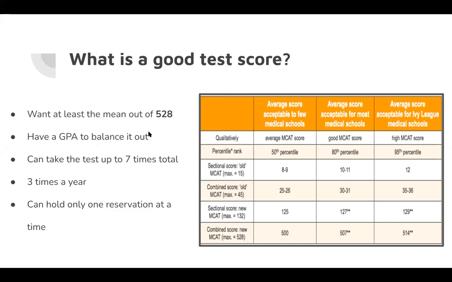Regarding the MCAT, you could only take it 7 times total in your lifetime. You could take it 3 times every year. So just make sure you keep that in mind when studying and choosing what dates you want to do your MCAT. And then you could only hold 1 spot reservation at a time. So you could only choose one test date at a time. After you do that date and finish that test, you could then register for another test if you want to retake it.